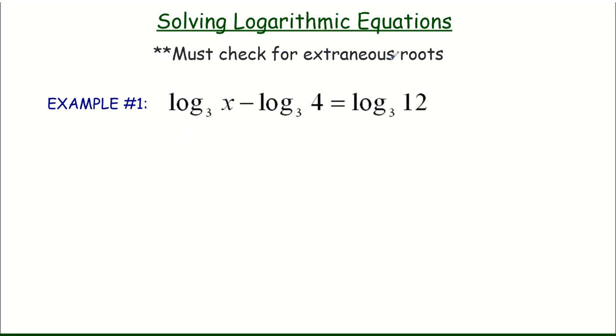One thing we have to watch for, I just put a note up here to remind myself, is that we have to check for extraneous roots when solving logarithmic equations. And I'll show you more about that once we actually get some solutions.